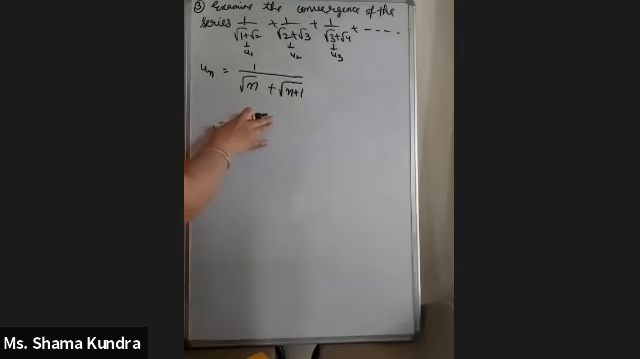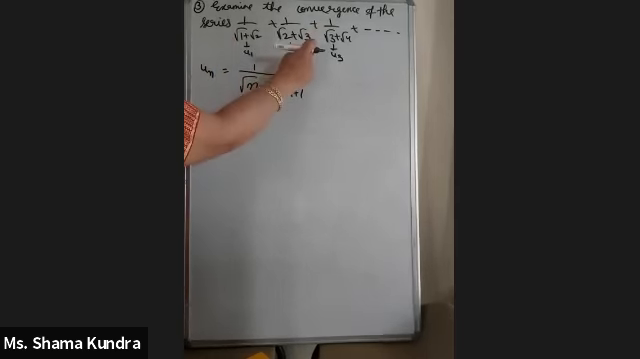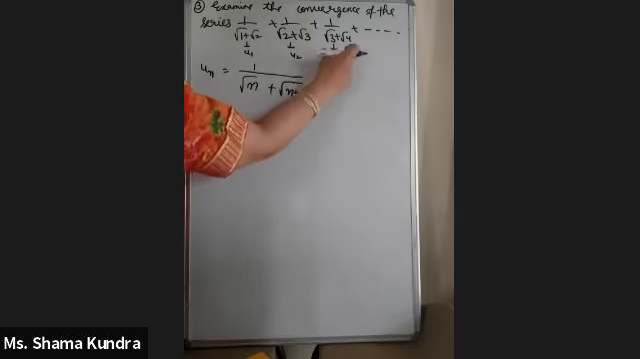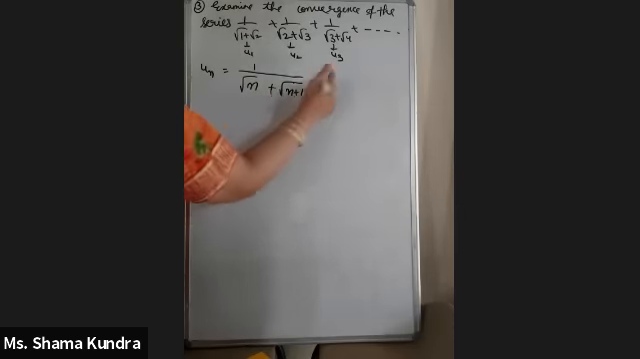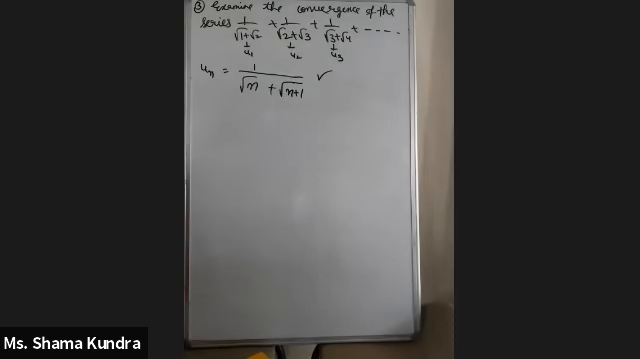After finding un, you have to check whether it is correct or not. How? Put n equals to 1 and check what we will get. We will get u1. Put n equals to 2. What will we get? Same term as in u2. Put n equals to 3. What will we get? Same term as in u3. So our value of un is correct.